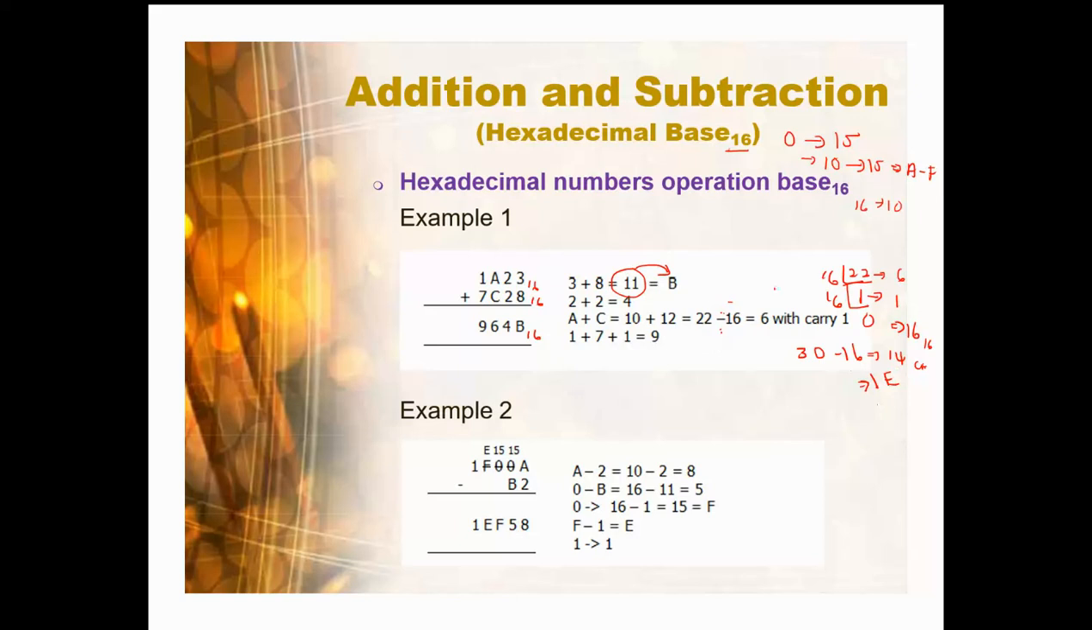Dia guna cara tolak. Ada cara bagi. Kalau ini cara yang kita conversion biasa. Ini digunakan tolak untuk mudahkanlah dapat. Okay, 22 tolak 16 which is 6. Okay, perbezaan dia. 6 with a carry of 1. So 1, 6. 6, 1. Okay, 1 plus 1 is 2, 2 plus 7 is 9. So this is how you represent your numbers, okay, addition in the hexadecimal.